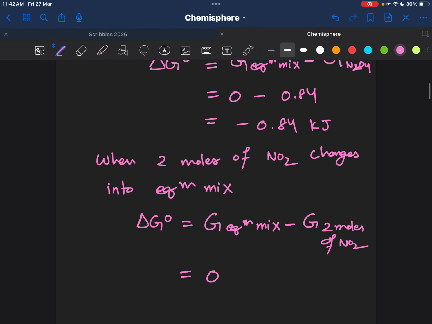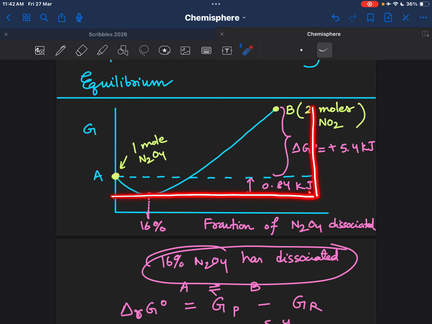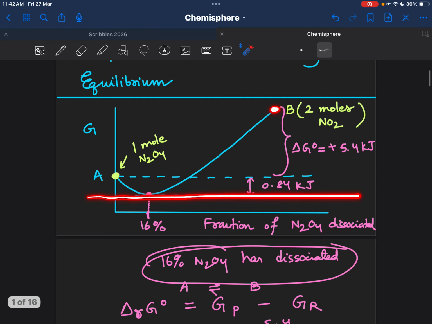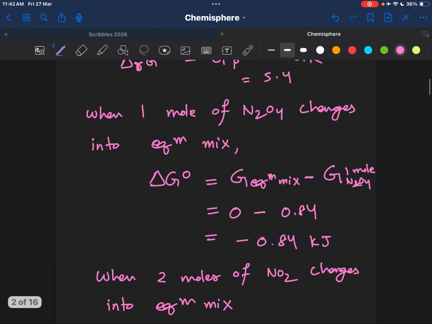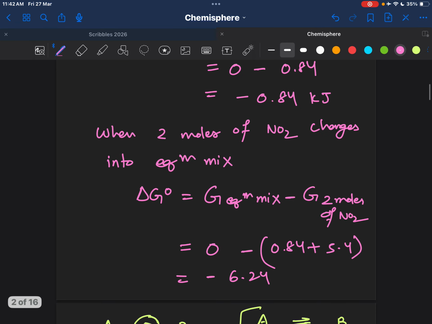So G of the equilibrium mixture is 0, and G of 2 moles of NO2 is, can you see, this is the 0 of the curve, so this value will be 0.84 plus 5.4. Okay, so 0 minus (0.84 plus 5.4), so this value comes out to be minus 6.24.